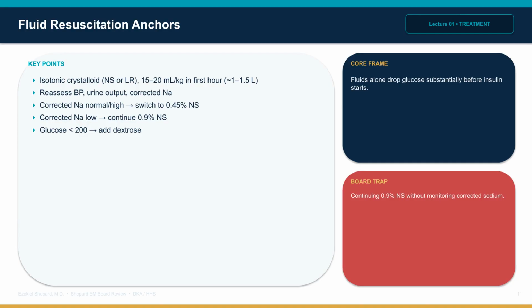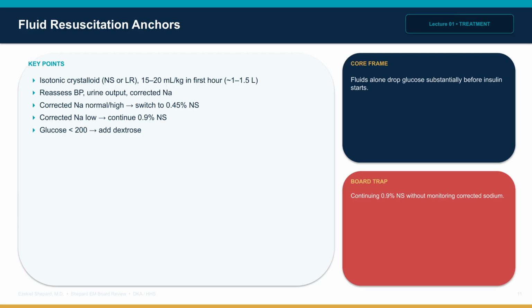Start with isotonic crystalloid, normal saline or LR, at 15 to 20 milliliters per kilogram in the first hour. Typically 1 to 1.5 liters in the average adult. Reassess the volume status. This consists of the blood pressure, their urinary output, and corrected sodium. Subsequent fluids are guided by corrected sodium. If the corrected sodium is normal or elevated, switch to half normal saline, which is the 0.45 saline, at 250 to 500 milliliters per hour. If corrected sodium is low, continue normal saline.